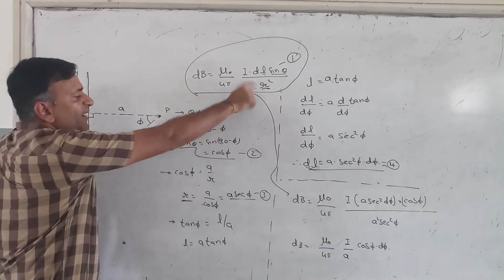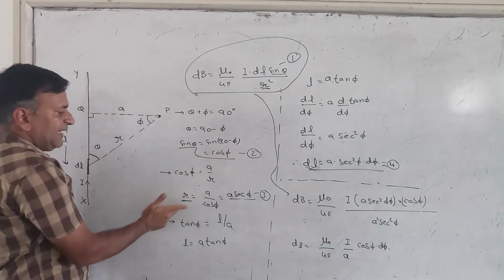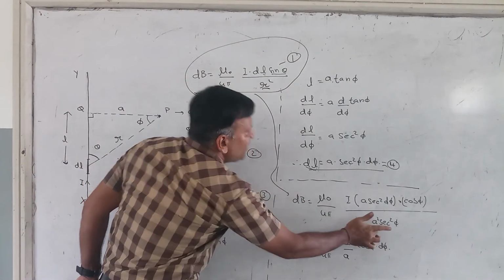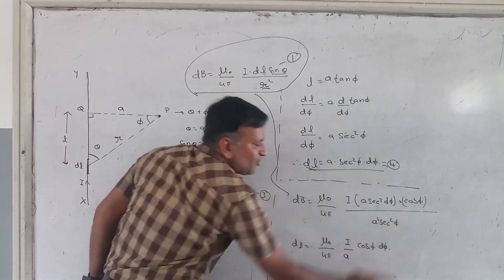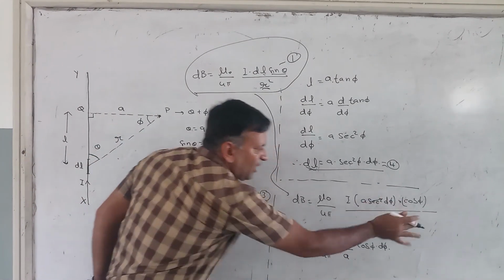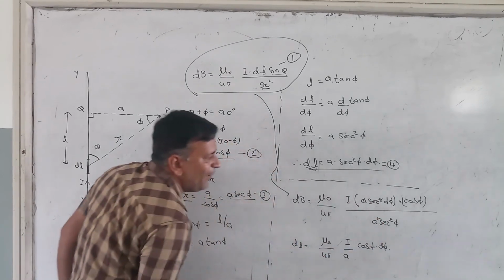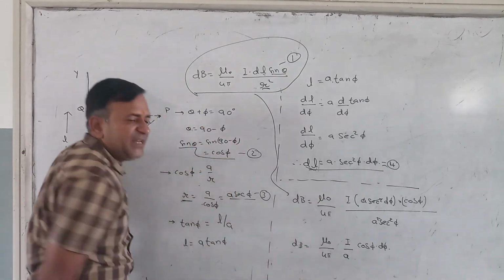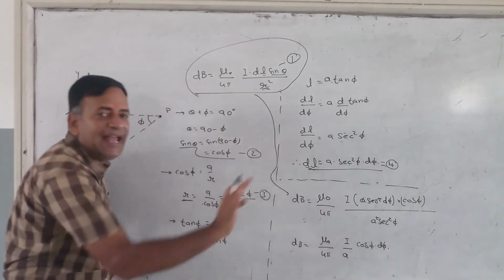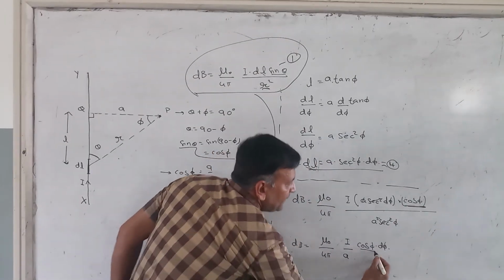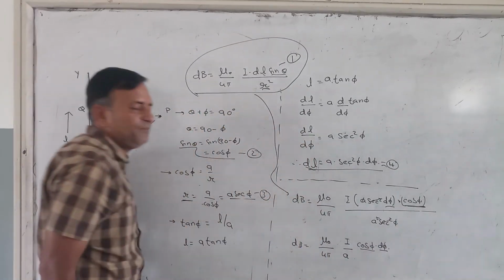And what is there instead of r square? What is the value of r? Over here, r is equal to a sec phi. So here I have taken the square of r, which is a square sec square phi. Things will cancel from here. Sec square phi directly cancels out. This cancels one power. What is left? Mu 0 by 4 pi as it is. Current is copied down as it is. A is there as it is. And what is left in the numerator? It is cos phi into d phi.